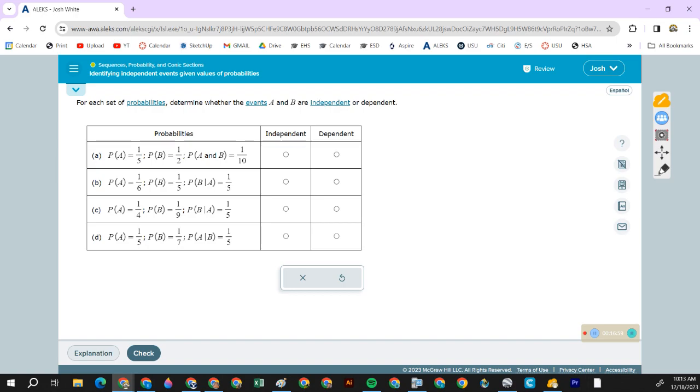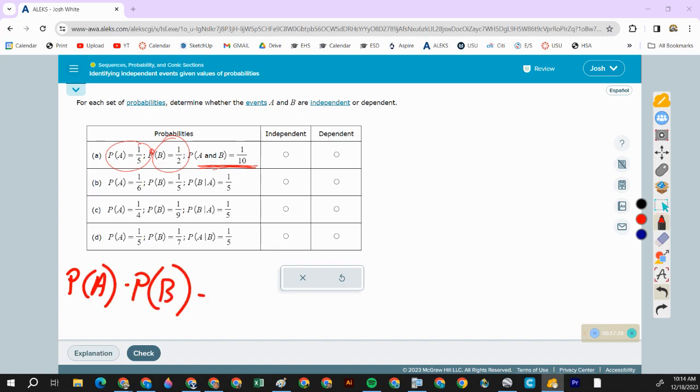For each set of probabilities, determine whether A and B are independent or dependent. In order to be independent, there are two ways to check. If the probability of A times the probability of B is equal to the probability of A and B, then they are independent. If that is not true, they are dependent.